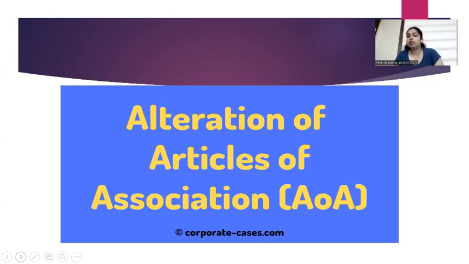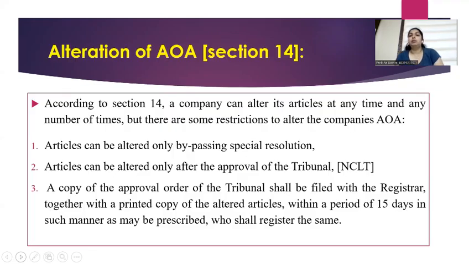Okay, so we have alteration of articles of association. Alteration of articles of association is mentioned under section 14. According to section 14, a company can alter its articles at any time and any number of times, but there are some restrictions to alter the company's AOA. It mentions what the conditions and restrictions are for the alteration of an AOA. So it says that articles can be altered only by passing of a special resolution.